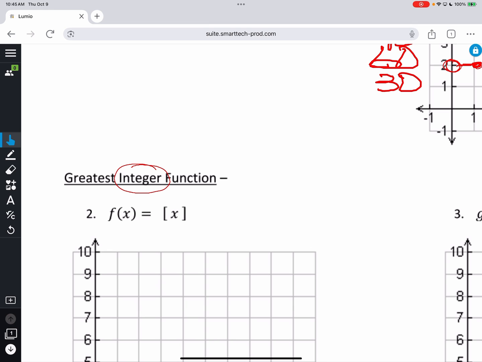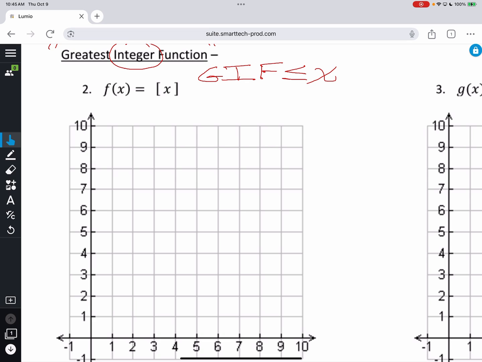All right? So your greatest integer function, I'm just going to put GI, your GIF, if you will, is always less than or equal to x. This is all about just x. This is just your general greatest integer function. What's the vertex for that?